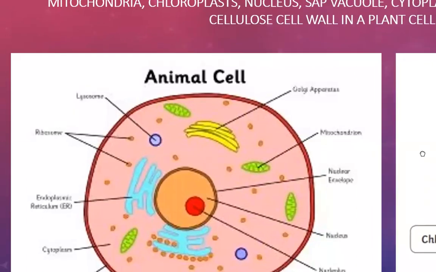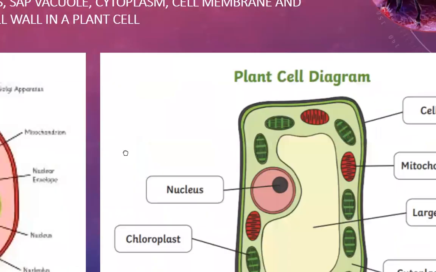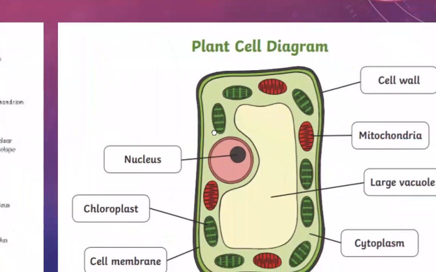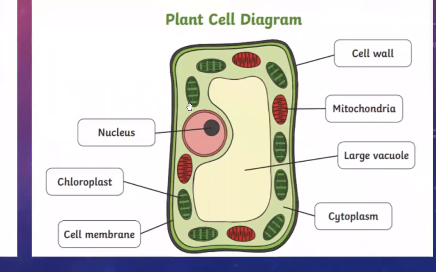So let's move on to the plant cells. In a plant cell, this picture is a better picture. In a plant cell, you will look into the features which are common in cells, in the animal cell, but also there are certain features which are only the part of plant cells. So jaldi se hum unko dekh lete hain.